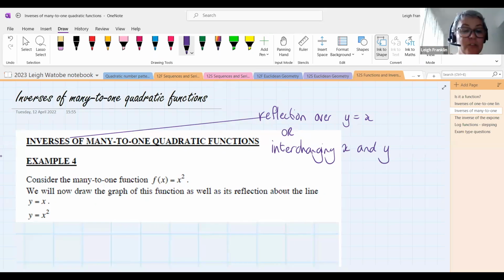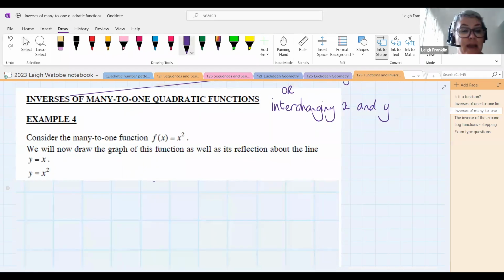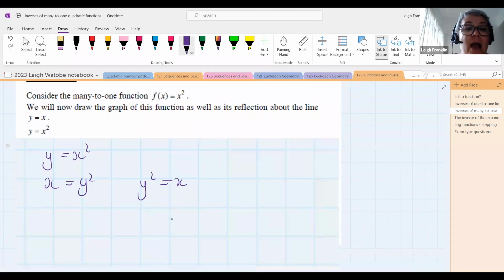Okay, so if we were going to reflect the graph f of x equals x squared over the line y equals x, what happens is this. We've got y equals x squared. So we're going to interchange x and y, and now we're going to have x equals y squared. Whether we write it that way around or as y squared equals x, it doesn't matter. Normally, we have x on the left because we want to make that the subject of the formula. Now, in order to make y the subject of the formula, we would need to take the square root on both sides. So y would be equal to plus or minus the square root of x.